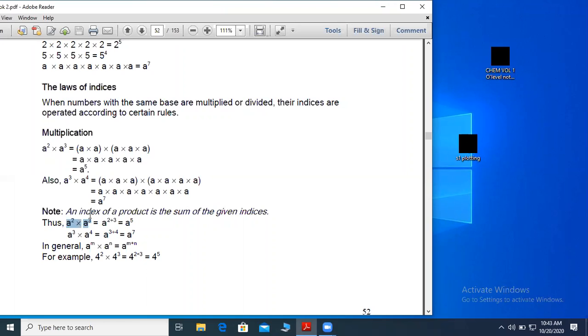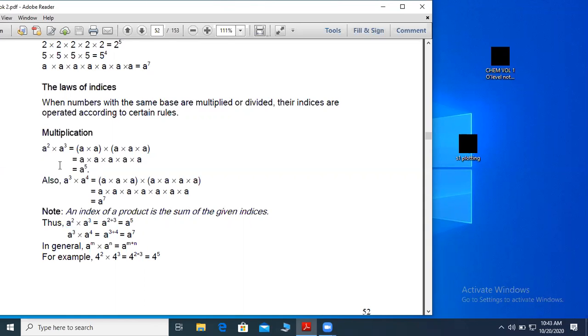When you are multiplying numbers which have the same base, like a power 2 times a power 3, the base is a here and a here also. But the power for the first number is 2 and the power for the second number is 3. So it becomes a power 2 plus 3. So we write one base. If the bases are the same, we write one base and add powers.